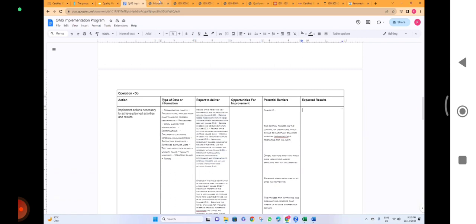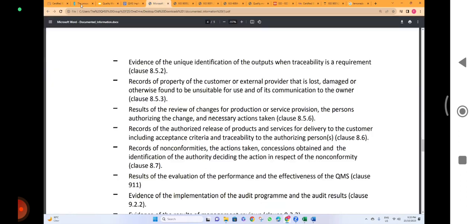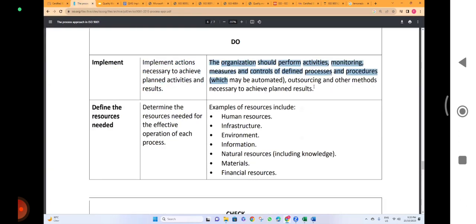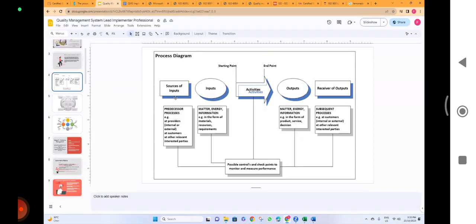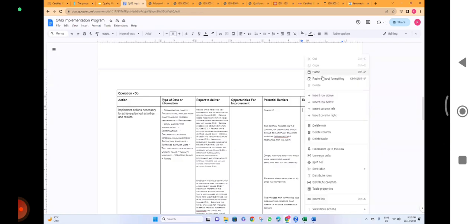So the expected results, of course, this is very easy. We just have to come over here, and then these are going to become the expected results. The organization should perform the activities, okay? We monitor, measure, and control these defined processes, and so on like that. So these processes that we have to complete are basically the same ones that we have determined in the process approach, and these are the expected results right here.